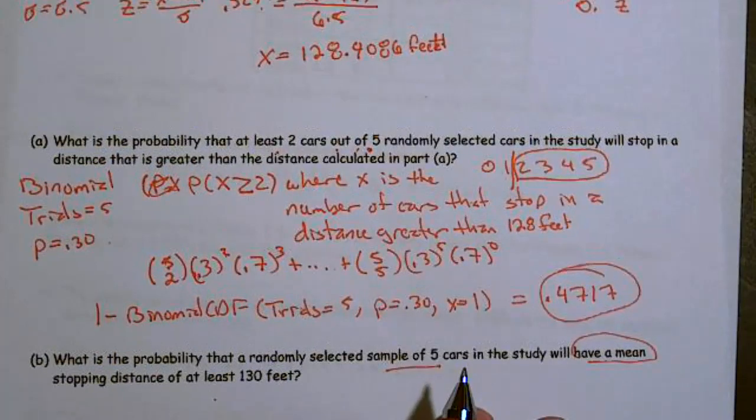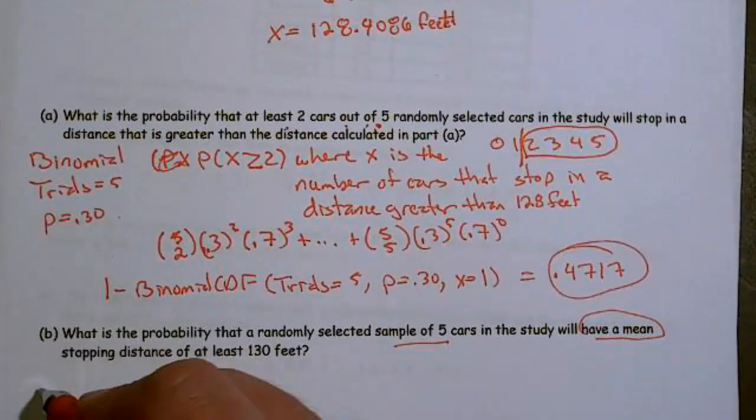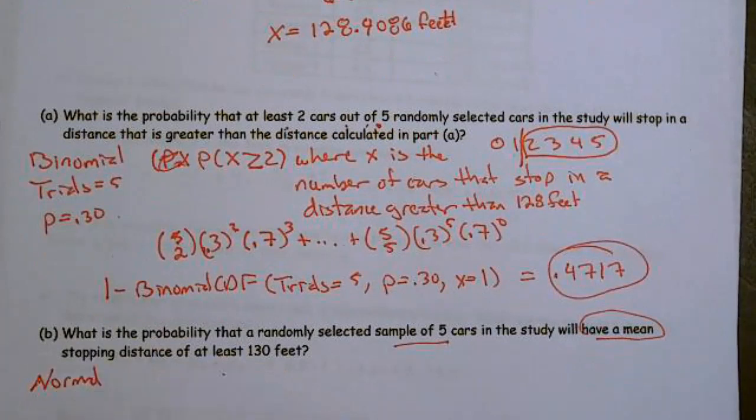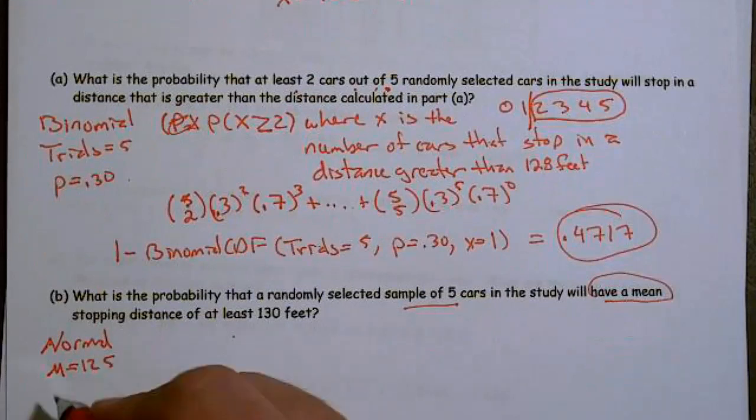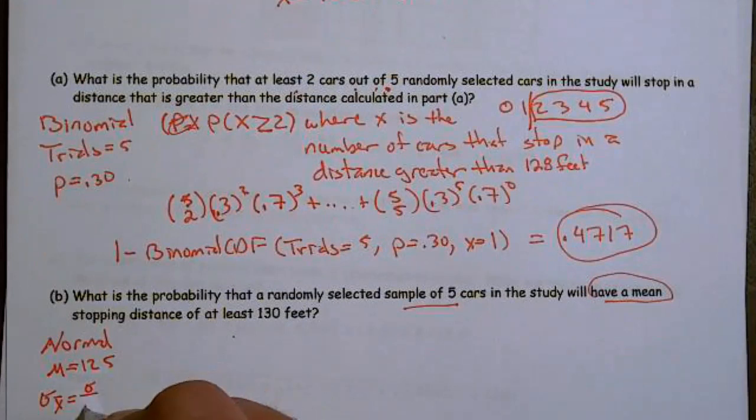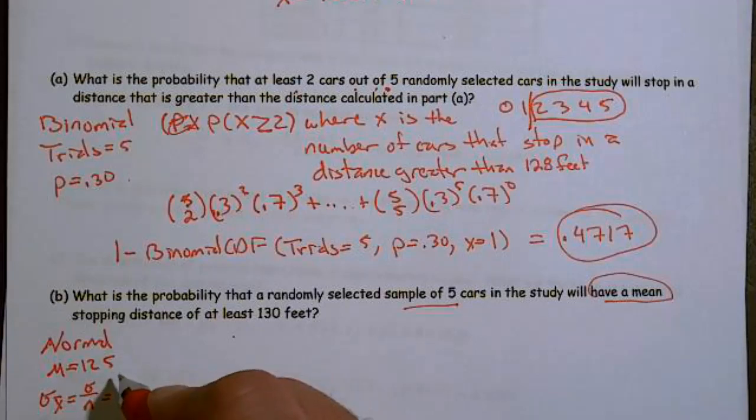They've told us previously that we're normal. So we're now working with a normal still. And in our case, the mean is still 125 because the mean is the mean. But we have a group of 5, so our standard deviation is now the standard deviation of x bar, which is the standard deviation divided by the square root of n, which in this case, our original standard deviation was 6.5, divided by the square root of 5.